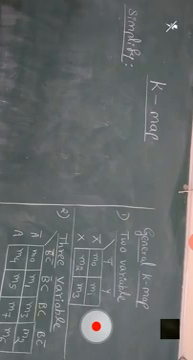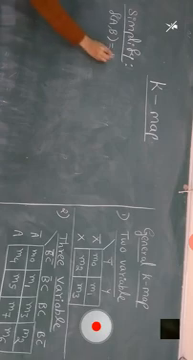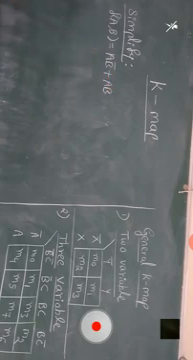So suppose I take one more example. Simplify f of a comma b is equal to ab bar plus ad. Okay, this is the question they have given to us.